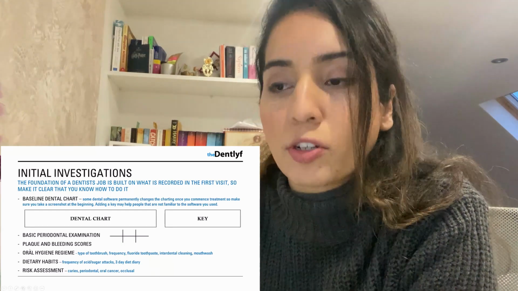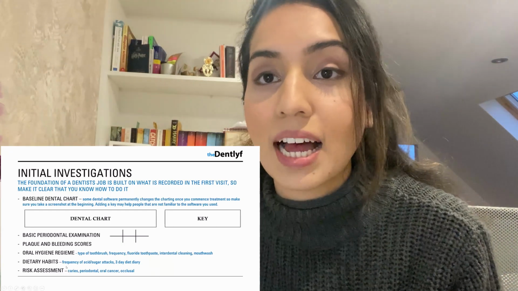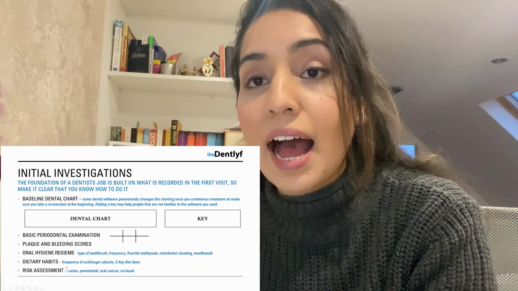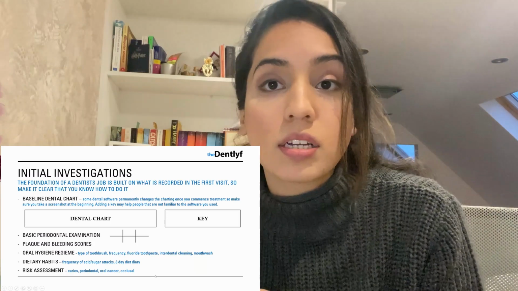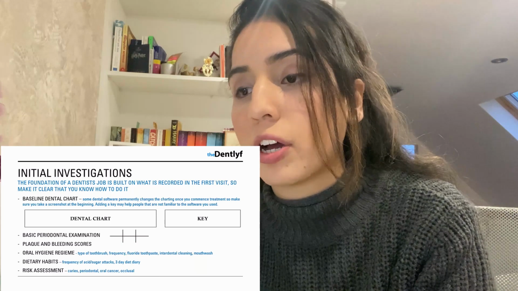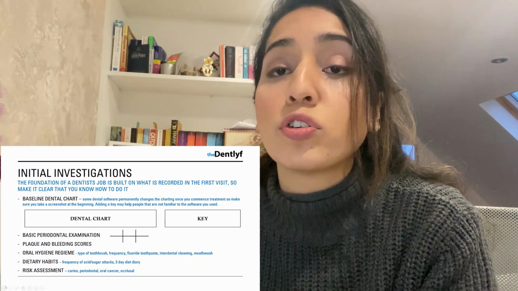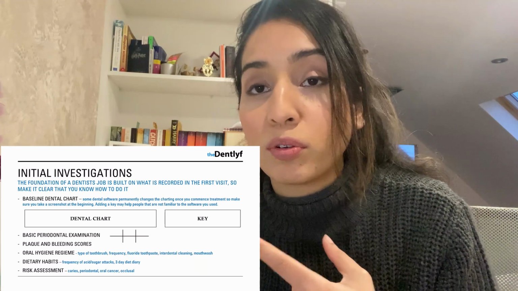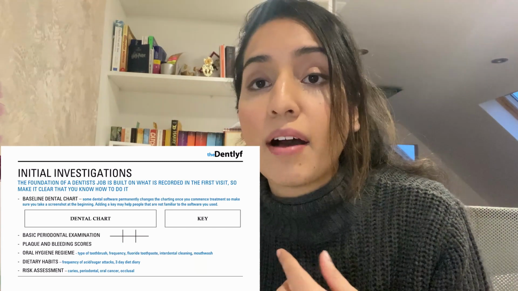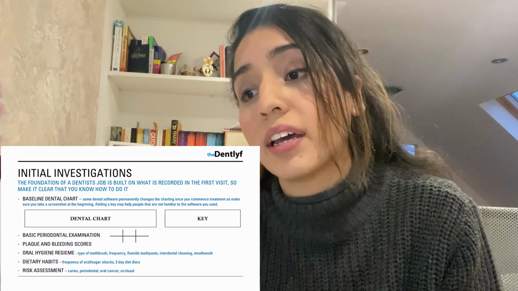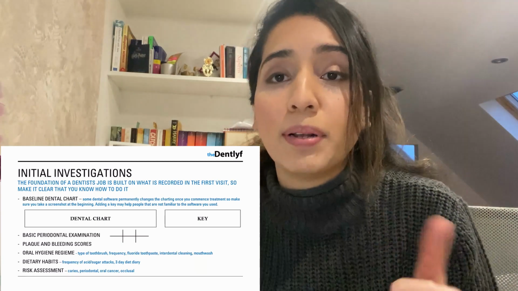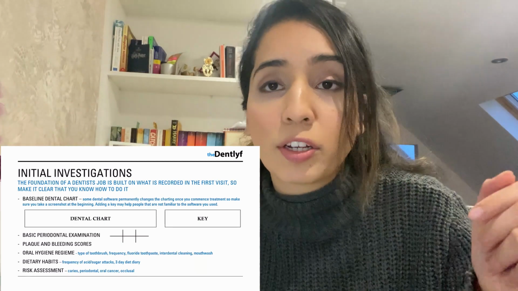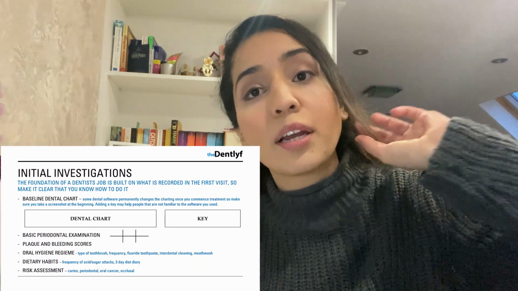And then their dietary habits. So how many sugar attacks, acid attacks are they having a day? And you can determine this either by asking them questions or doing a 3-day diet diary. And then you do the risk assessment. Is their caries risk high, moderate or low? And that will depend on if they have caries. If they have high frequency of sugar in their diet, it's going to be high. If they're completely caries free, don't like sugar, don't have sugar, then they're going to be low.